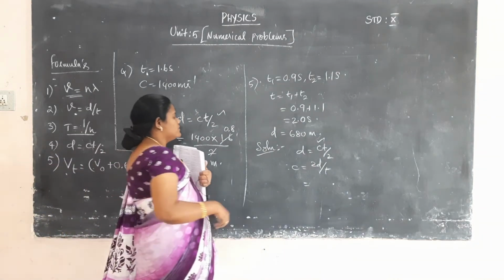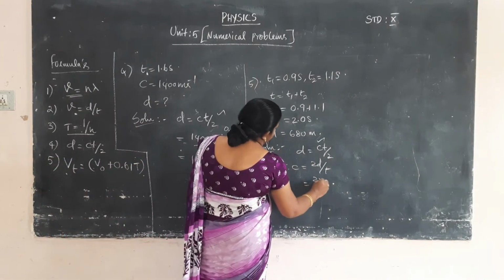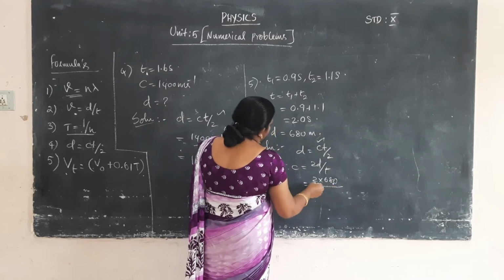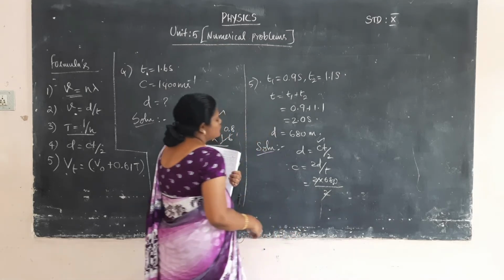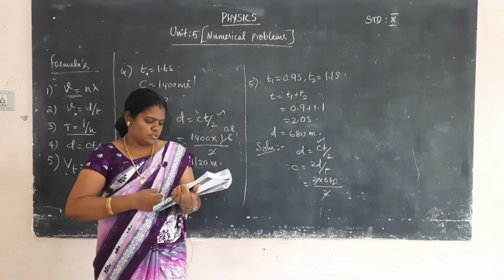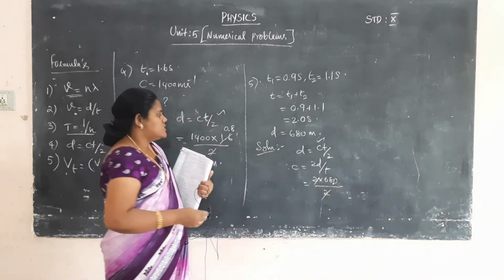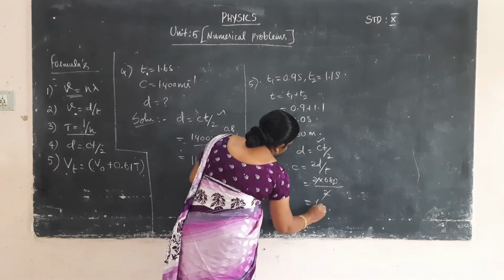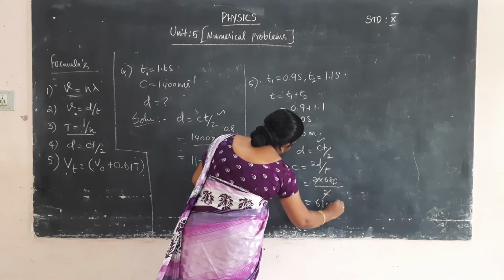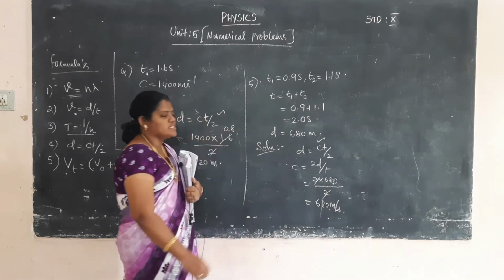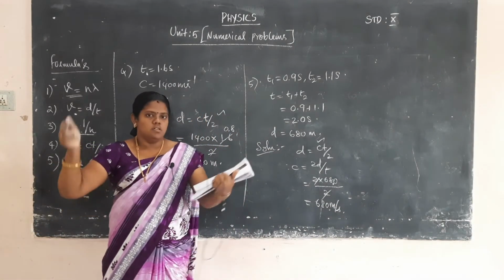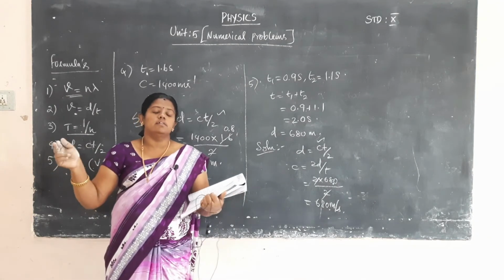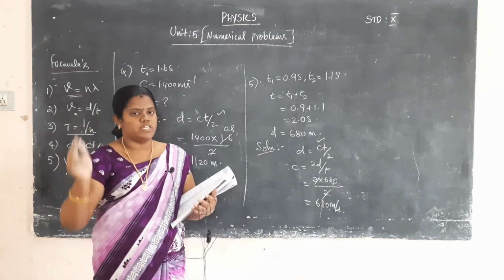Substitute the D value, substitute the T value. What is the D value? 680. So 2 into 680 by the T value, which is 2. The 2 cancels, leaving 680 meter per second. So that's the value for the speed of sound as it travels in air between the two vertical walls.